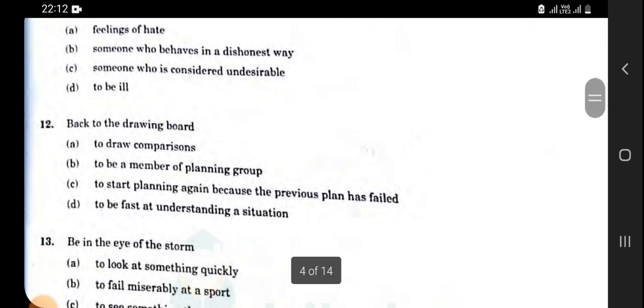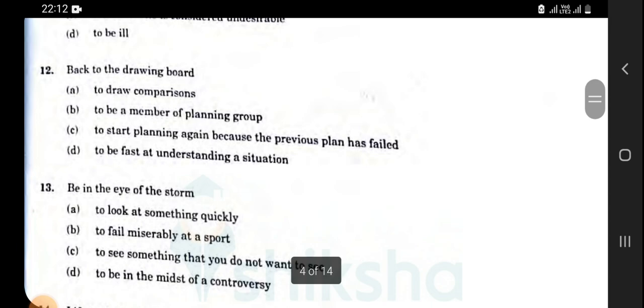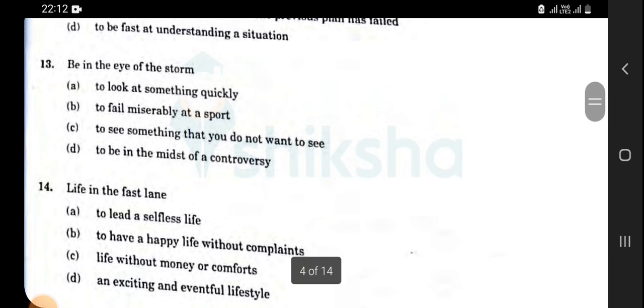12. Back to the drawing board. Just try to link it and go for the options. To draw comparisons, no. Back to the drawing board and to draw comparison are not matching. To be a member of planning, I don't think so. To start planning again because the previous plan has failed. When the previous plan has failed, again you have to start from the very beginning. So back to the drawing board stands for to start planning again because the previous plan has failed. Option C.